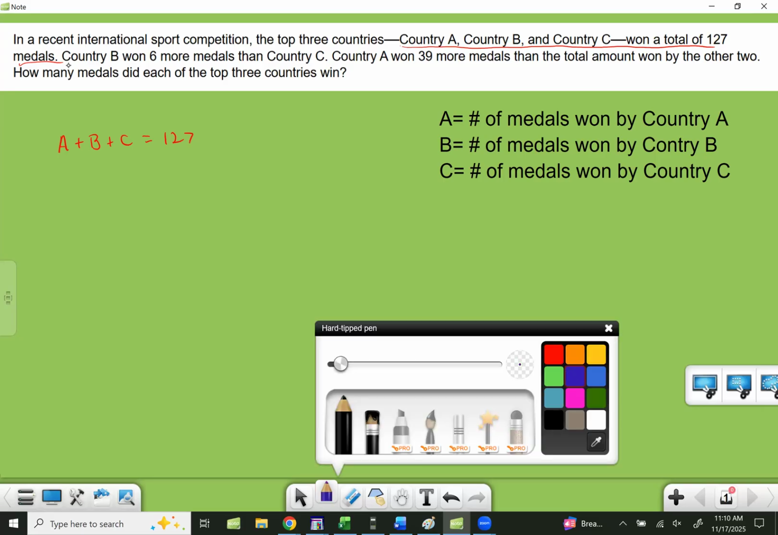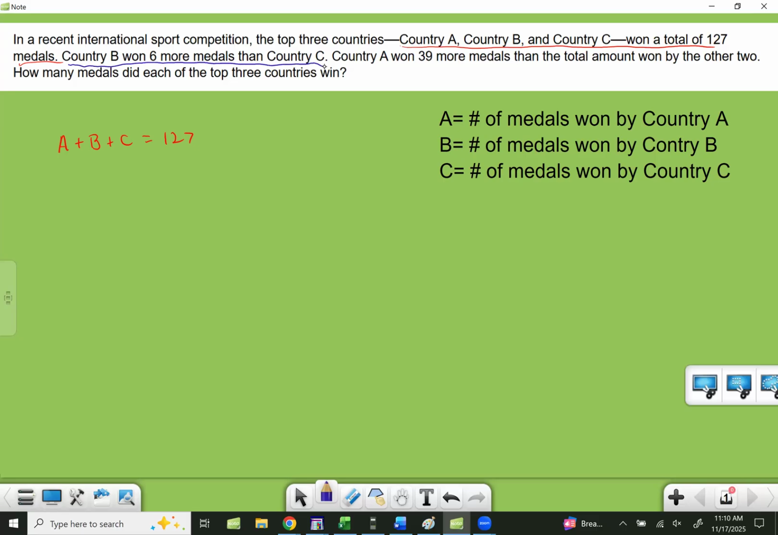Then I'll go to the next sentence. Country B won 6 more medals than country C. So you want to figure out who had more. Country B won 6 more than country C. So B is the one that's bigger. So I'm going to put B equals. Now to get to B, you would have to take country C and add 6 more because B is larger. If B were smaller, then you'd have to take country C's and subtract 6 from it, right? But before we even started, we said we can tell country B has more. So I would have to take country C and add 6 to that to get to country B.